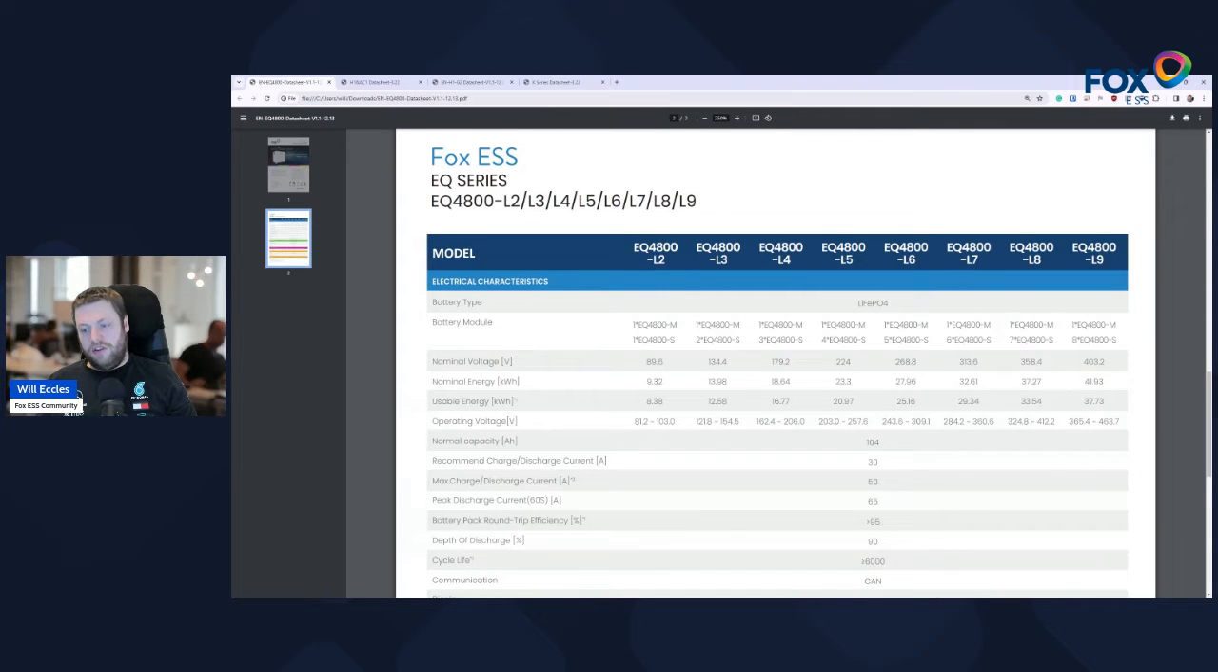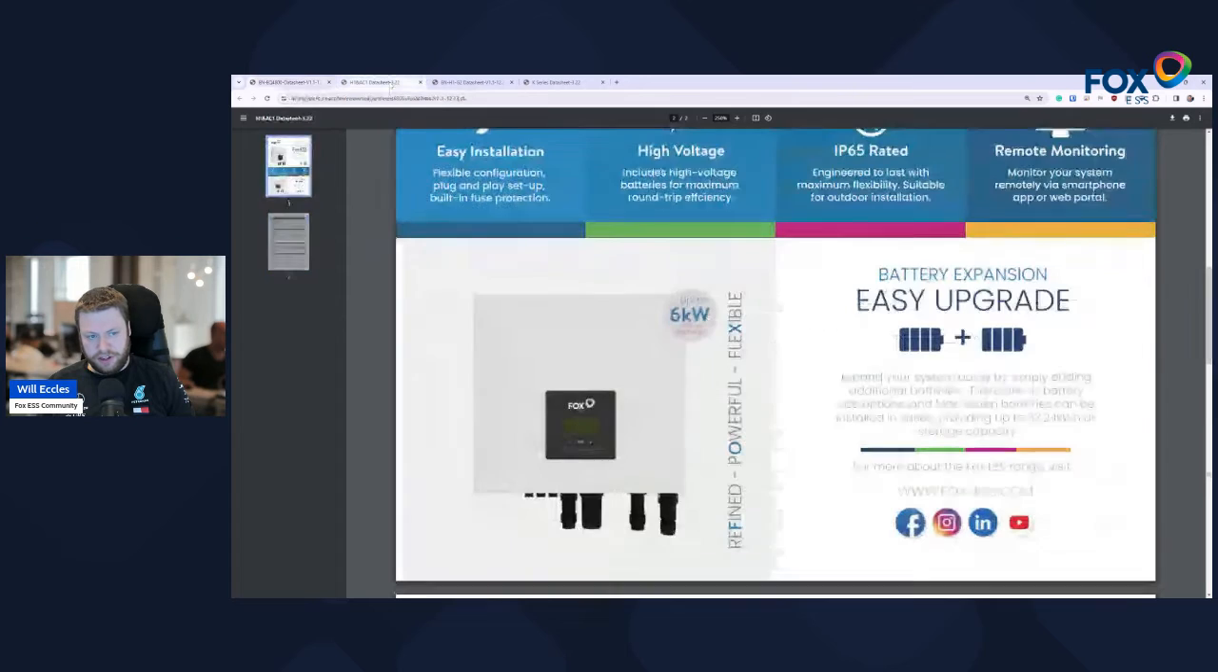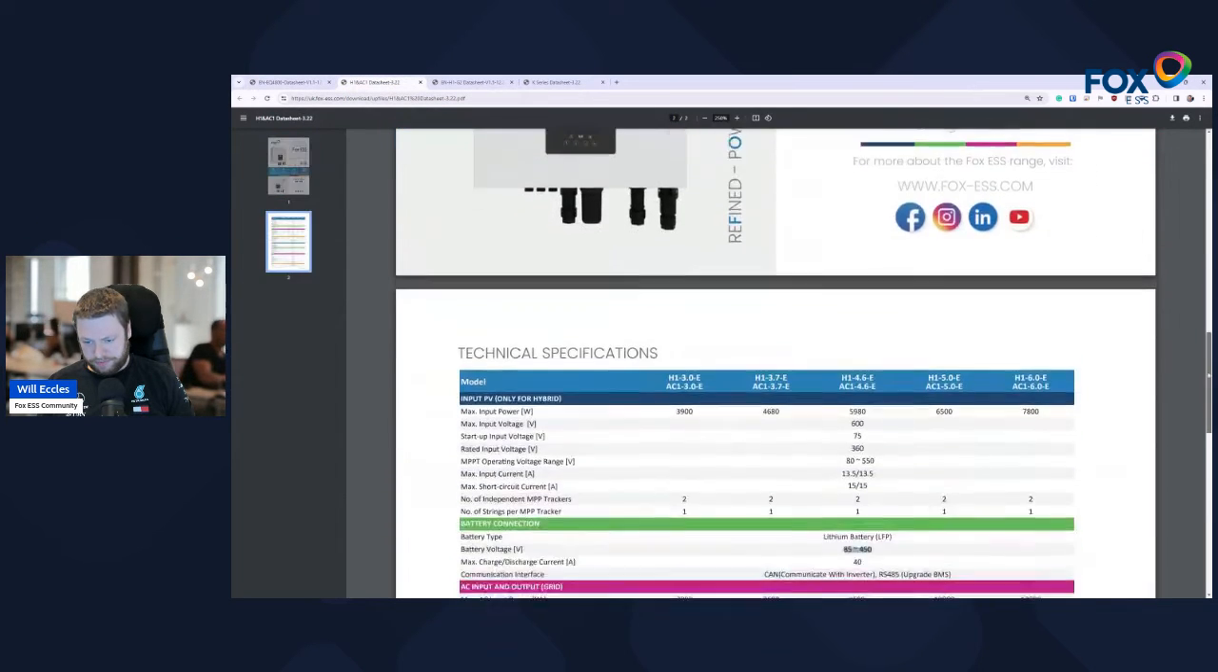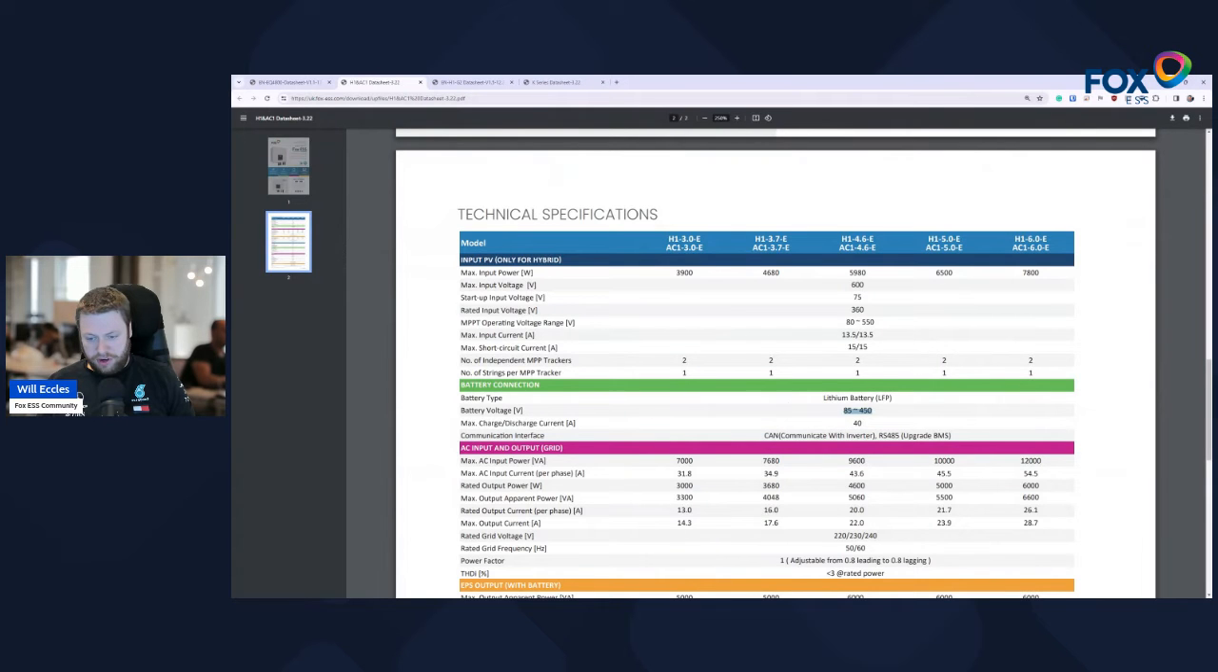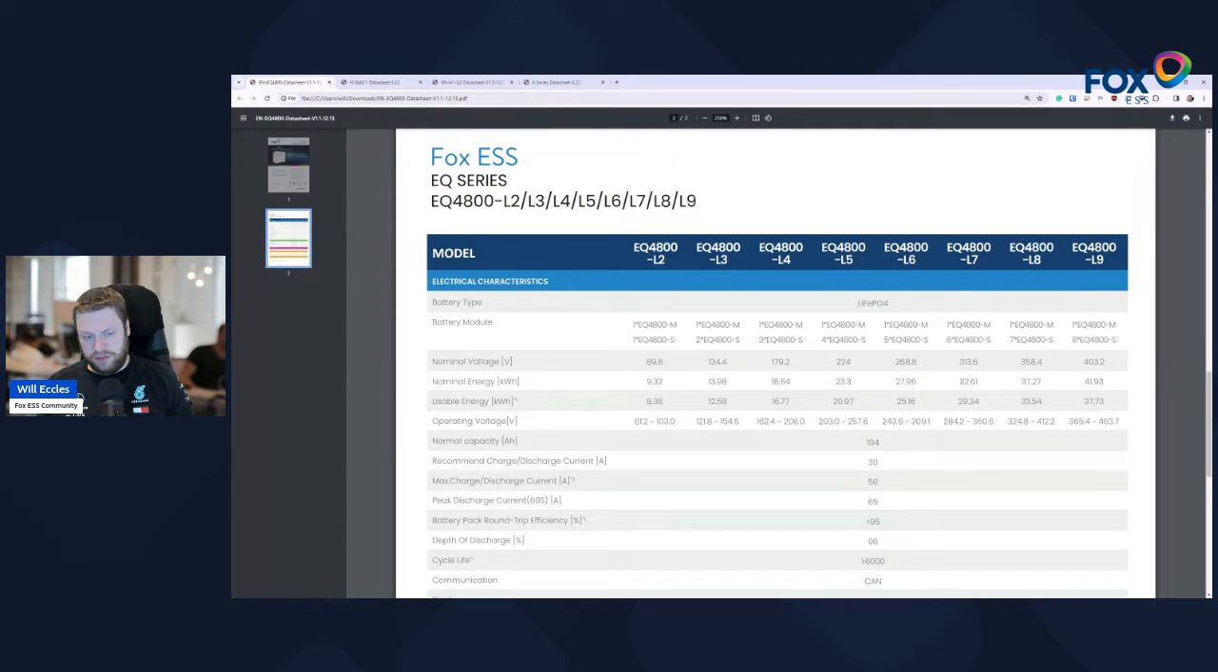What I was jumping straight into was to look at the operating voltage of this battery. And you can see that it tops out at 463.7. And that's important because those with a generation one H series inverter are going to have a problem fully charging these. If you look at the data sheet for the H1 Gen 1, it's got a battery voltage range of 85 up to 450.